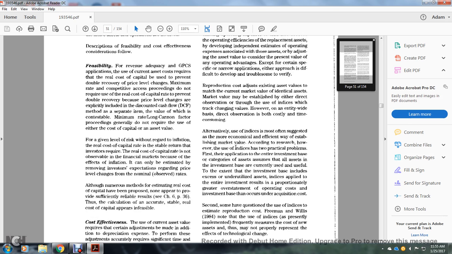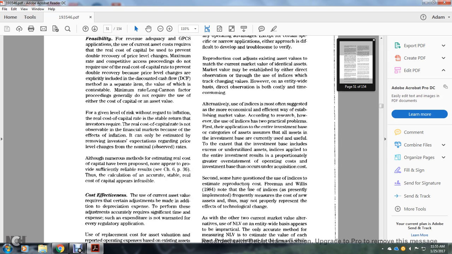According to the research, however, the use of indices has two practical purposes and problems. First, application of the indices to the investment base for the categories assumes that all assets of the investment base are currently used and useful. The investment base includes excess and underutilized assets, and indices applied to the entire investment result in a proportional overstatement of the operating costs of the investment base that occurs in the acquisition costs.